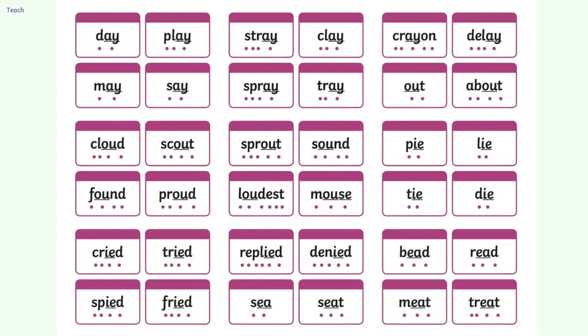Did you find it? There were loads today and they were all spelt with the same digraph, the I-E digraph. We had pie, lie, tie, die, cried, tried, spied, fried, replied, and denied. Okay, time for the next one.